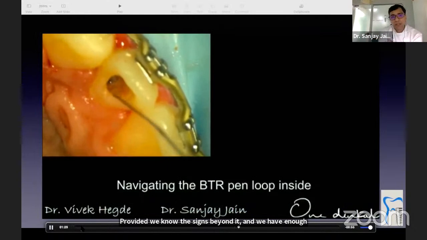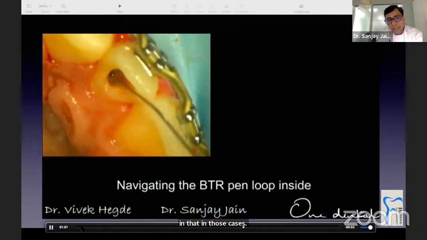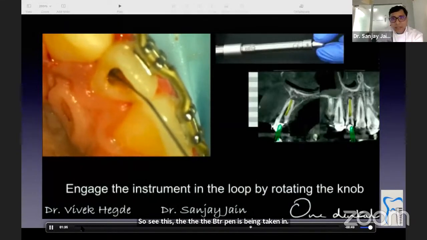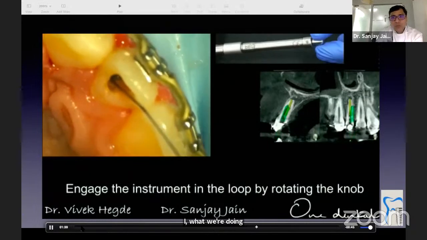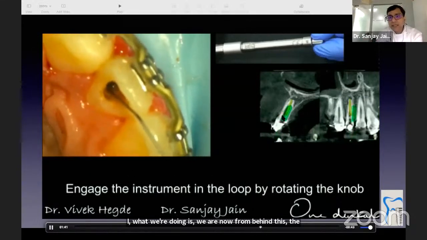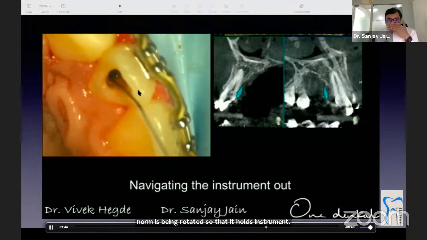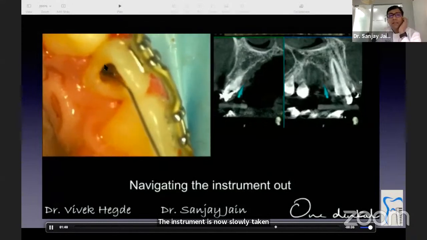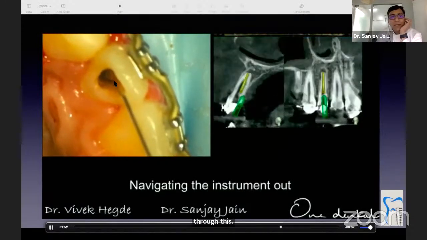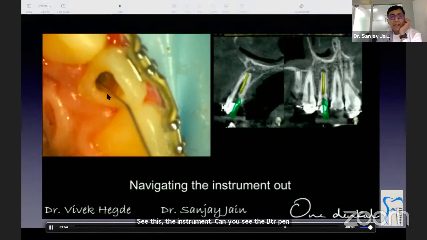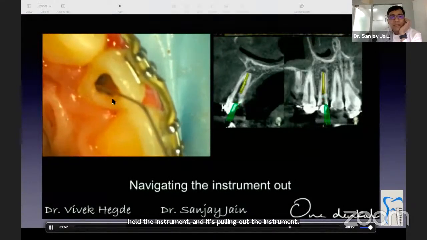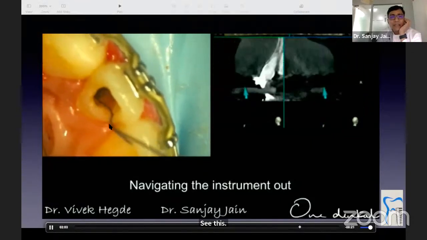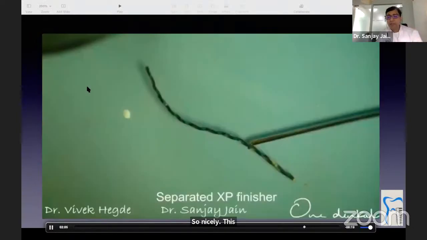So see this, the BTR pen is being taken in, and from behind, the knob is being rotated so that it holds the instrument. So you see this image here, it has held the instrument, and slowly look here, the instrument is now slowly taken out. I'll quickly go through this. See this, the BTR pen has held the instrument and it's pulling out the instrument. See this? So nicely, this curved instrument could be taken out.